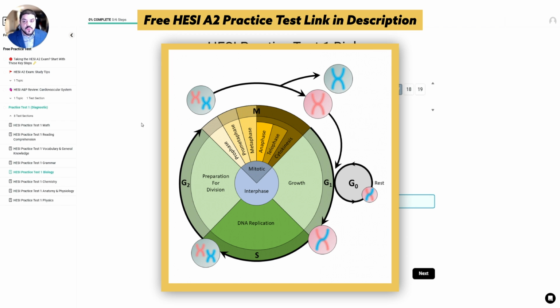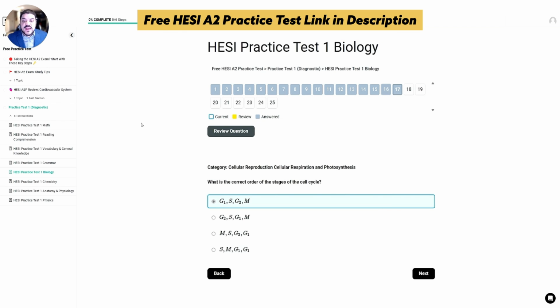G1, which is gap phase 1: the cell grows in size and prepares for DNA replication. This is the phase where the cell spends the most time. Then S, or the synthesis phase: DNA replication occurs, resulting in the duplication of the cell's genetic material. Then G2, or gap 2 phase: the cell continues to grow and prepare for mitosis, the process of cell division. And then finally, M, the mitosis phase: the cell undergoes mitosis, which is a process of dividing the duplicated genetic material into two daughter cells.